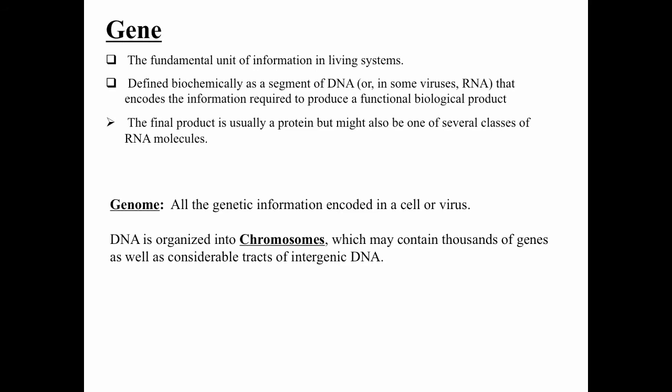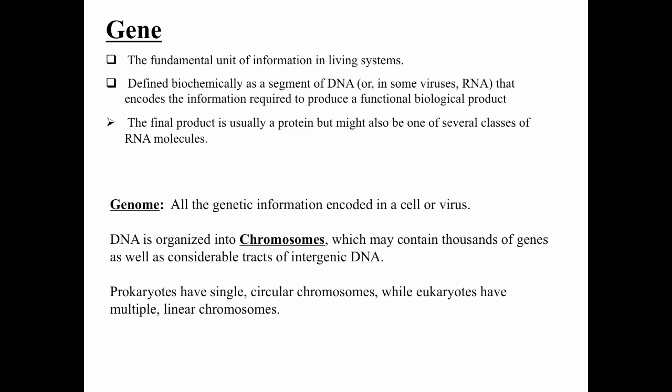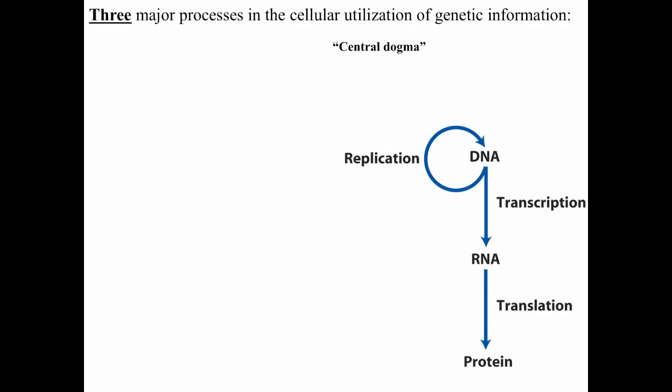DNA in a eukaryote or prokaryote is organized into chromosomes, and the chromosome organization is important for organizing the genes. A chromosome will contain thousands of genes as well as other DNA tracts, so there's other DNA content in the chromosome. Prokaryotes have a single circular chromosome, and eukaryotes have multiple linear chromosomes.